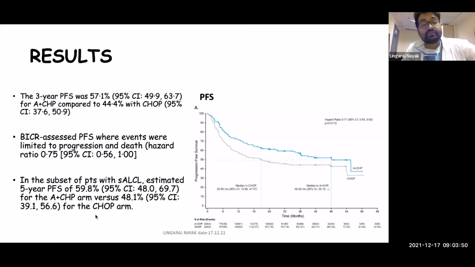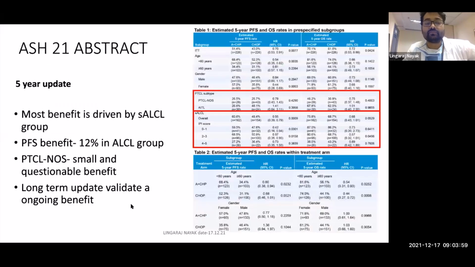Now, in the subset of patients who had only ALCL, the estimated PFS difference was actually better, 59.8, almost 60%, versus 48% for the CHOP. Now, this is the 5-year update that was presented in this year's ASH. And as you can see the numbers here, most of the patients, almost 162 patients, are ALCL. So almost 75% of patients are ALCL. So whatever benefit that you are seeing in this study is driven by the benefit in the ALCL group.